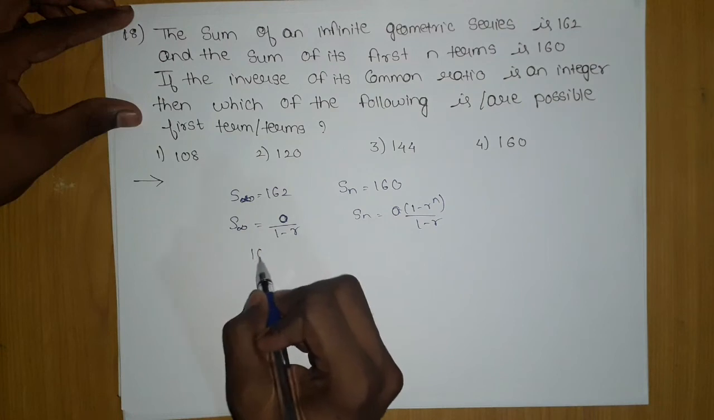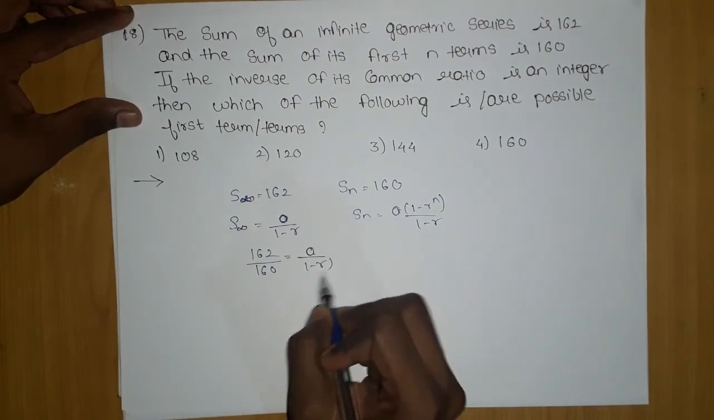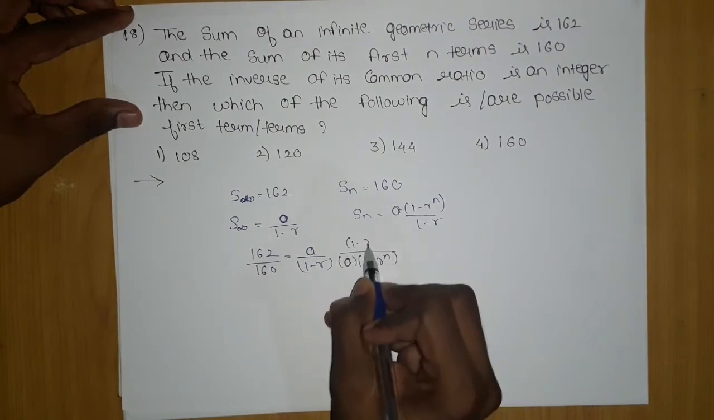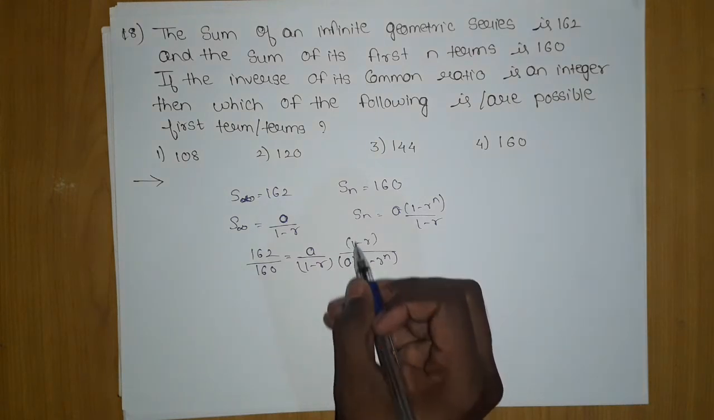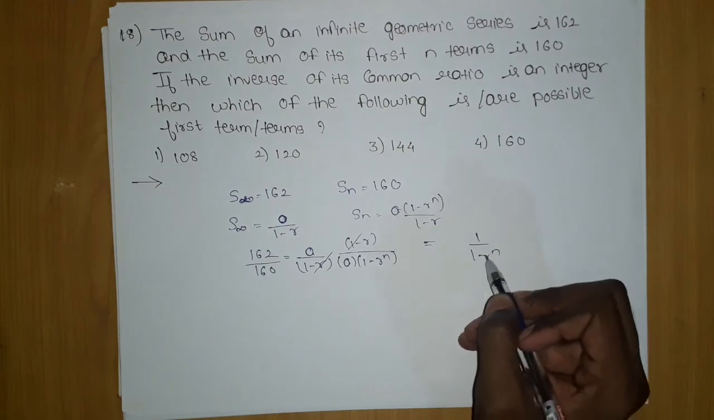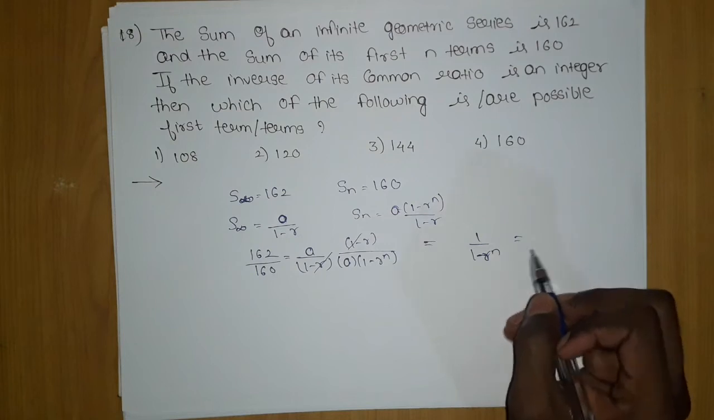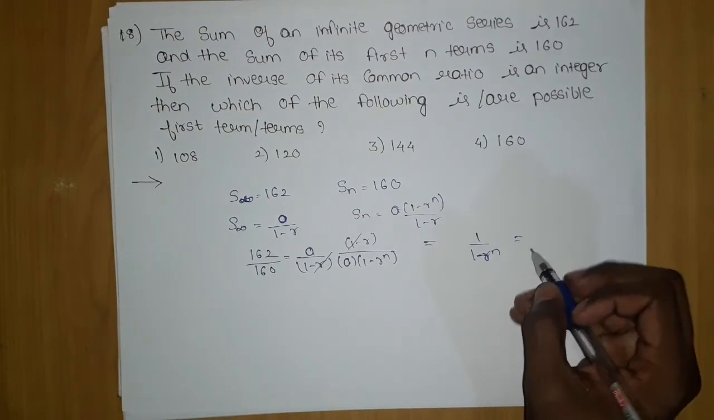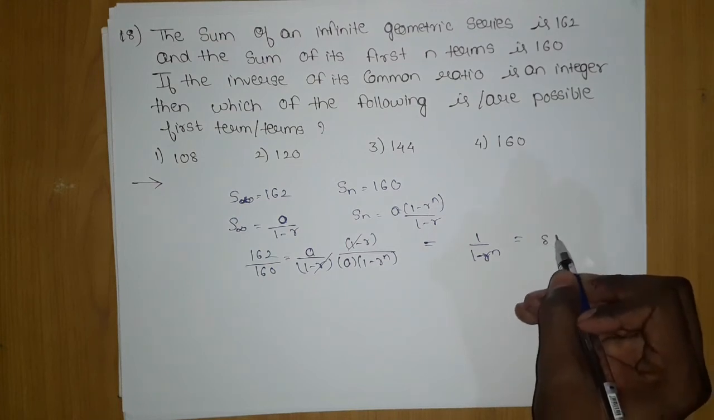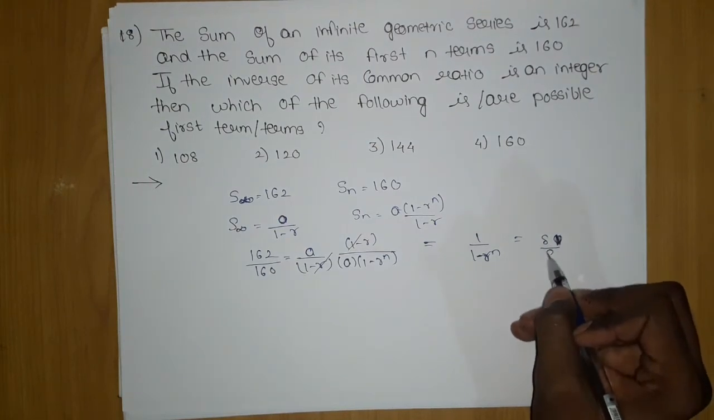If I divide 162 by 160, this will give me a upon 1 minus r, and this will be a into 1 minus r power n upon 1 minus r. They will cancel out, my final answer will be 1 upon 1 minus r power n. Okay, and this will simplify. 162 upon 160 is nothing but 81 upon 80.